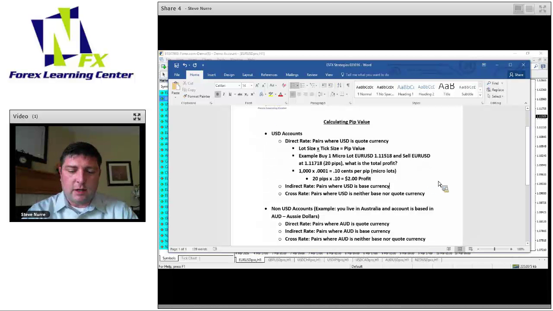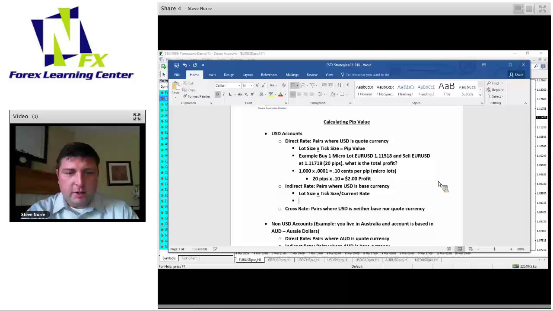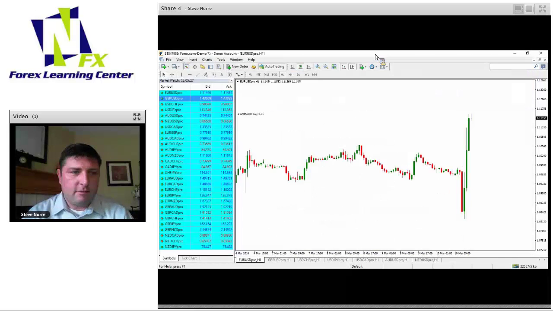Let's go into a different one though, an indirect rate transaction, which is lot size times tick size divided by the current rate, or you could also call it the opening rate. We'll do an example to buy one standard lot of dollar-yen. I really do hope this is a demo account. Okay, good.